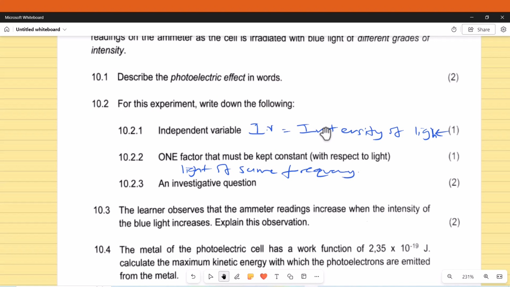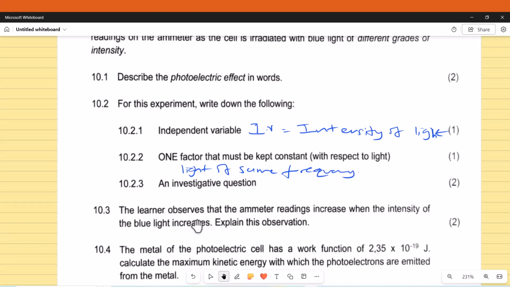So for example, you can say here, what is the influence of the intensity of blue light on the current strength of a cell? You can say that what is the influence, all together, of the intensity of blue light on the current strength. Okay. Next question here, they say that the learner observes that the ammeter readings increase when the intensity of the blue light increases. Explain this observation.